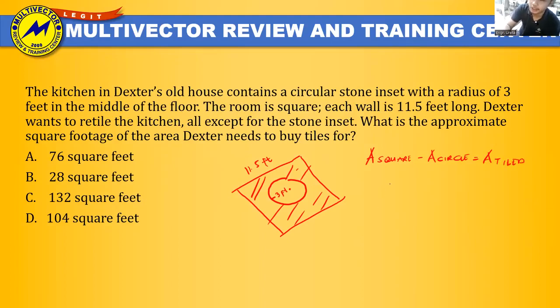Okay, but yung area ng square natin, formula, is side squared, which is 11.5 squared, minus yung area naman ng circle, which is pi r squared. Pi times 3 squared. Okay, so pag kinumpute natin yan, tingnan natin, 11.5 squared minus pi r squared, ang lalabas is approximately 104 square feet. Okay, so letter D.